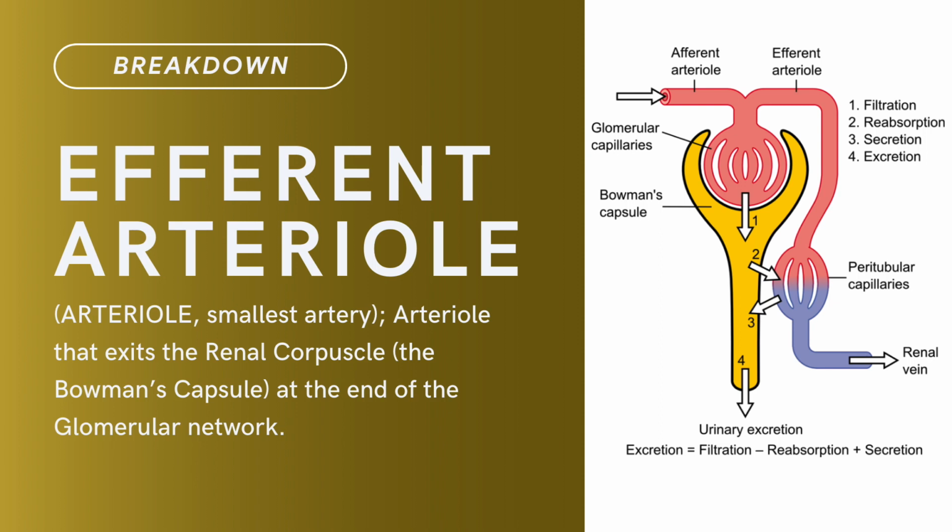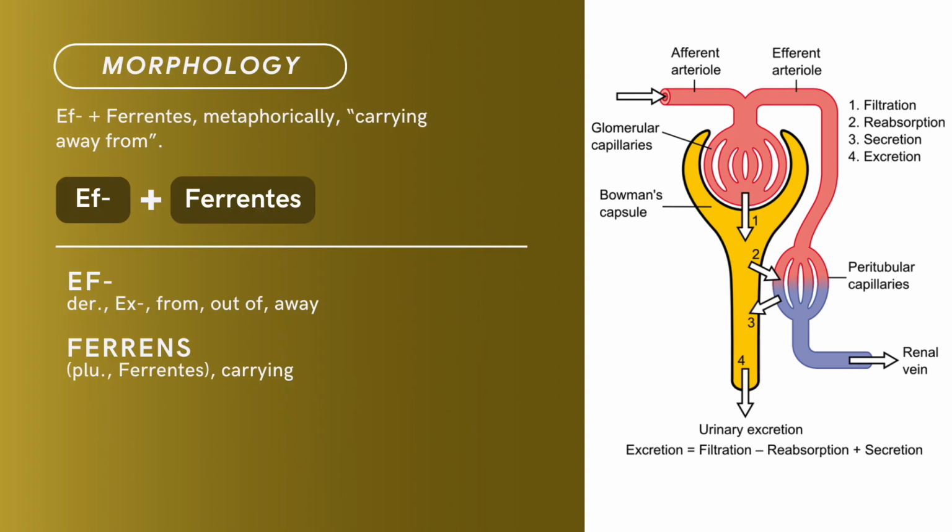Compound term, efferent arteriole. Arteriole means the smallest artery. Brief definition, arteriole that exits the renal corpuscle, the Bowman's capsule, at the end of the glomerular network. Term morphology, compound of ef plus ferentis, metaphorically carrying away from. Ef is derived from ex, meaning from or out of, ferens, it's a present participle of ferre, meaning carrying. There you have it, compound term, afferent arteriole, efferent arteriole.